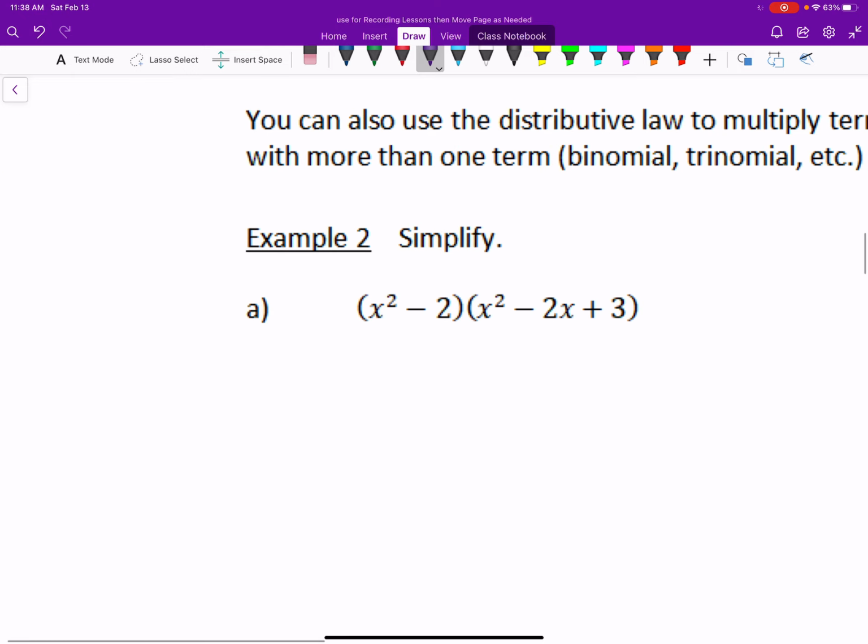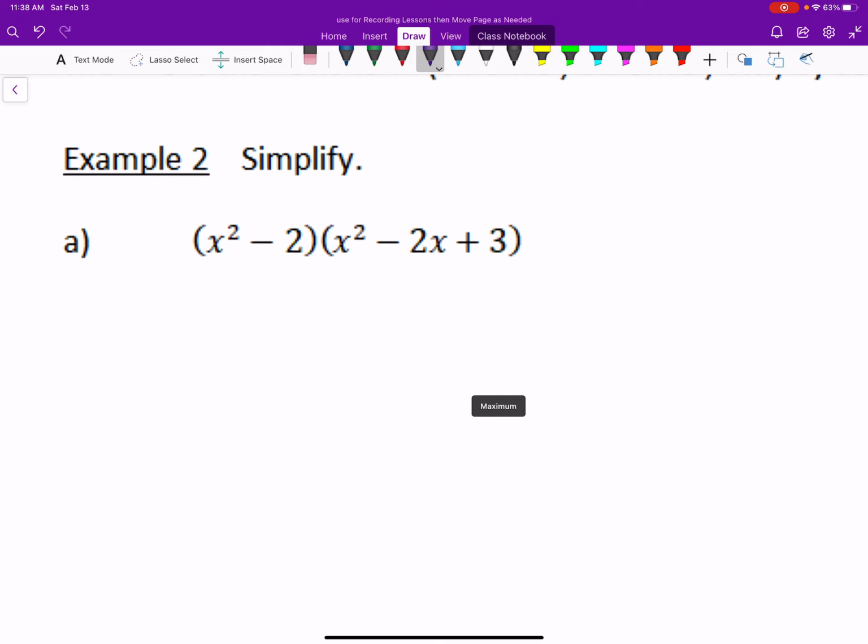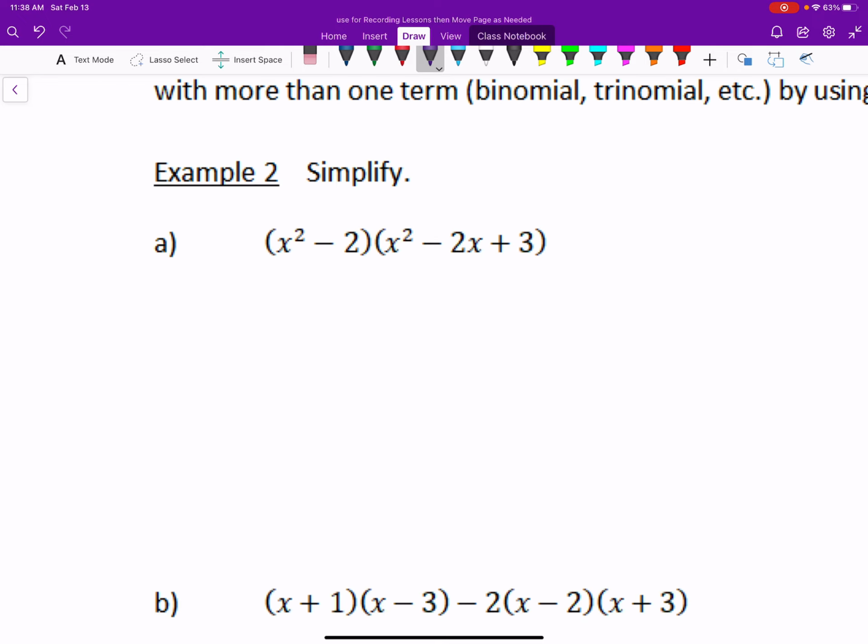All I'm going to do in this from here on out is extend that. I can't call it FOIL anymore because I'm going to have more multiplications. I'm actually going to have 6 multiplications going on in this case because I'm going to multiply each term in the second bracket by x squared. So there's 3 multiplications that are going to take place there. And then I'm going to multiply each of those 3 terms in the second bracket again, this time by negative 2.